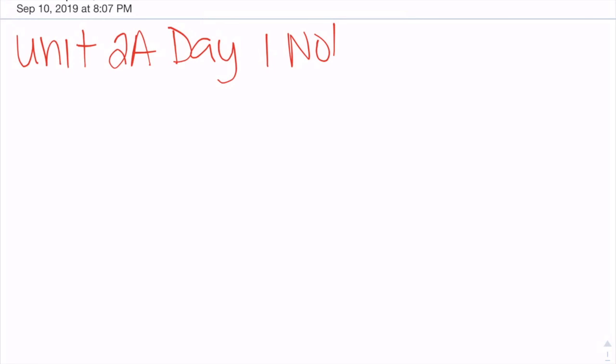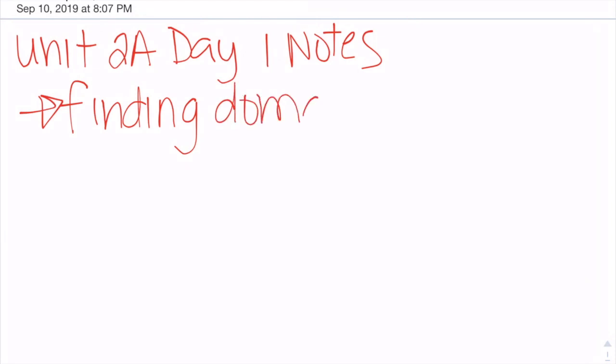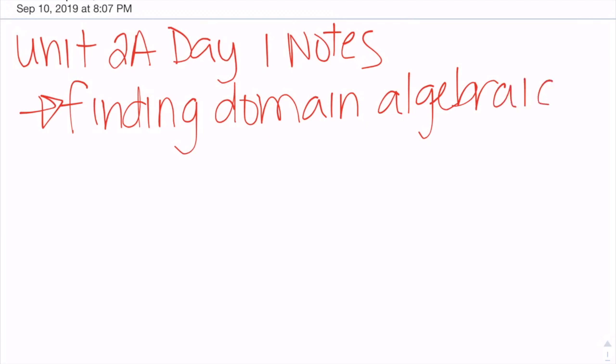Now we're going to talk about finding the domain algebraically. So I'm going to label this for Unit 2A, Day 1 notes, and finding the domain algebraically. Okay, so we're going to go through 3 examples, and just keep in mind that these are just 3 examples, so they're not the only types of functions you could see and have to find the domain of.